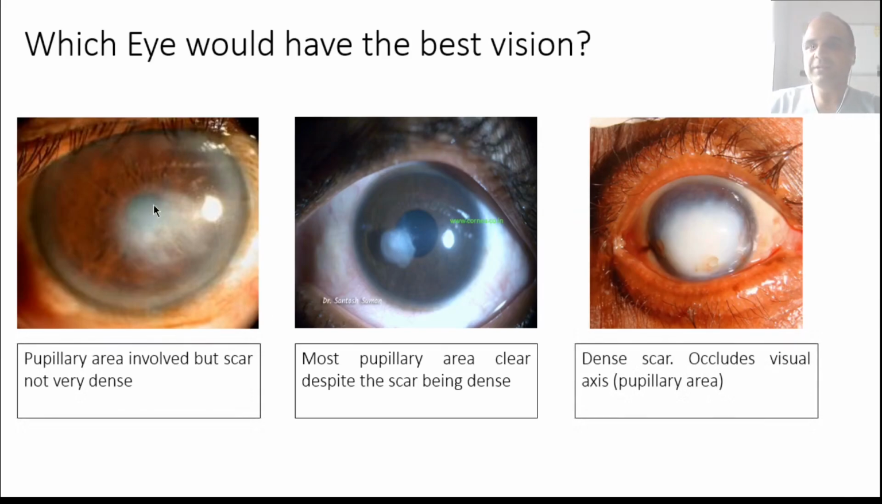This patient has a little bit of a cataract, but if the cataract wasn't around, he would still have a relatively worse vision than this patient, the one in the middle, simply because most of his visual axis is clear. So cataract right now is not taken into consideration because even if this patient, the one on the left, did not have a cataract, his vision will not be as good as this patient whose picture is shown in the middle, simply because the scar, even though it's less dense, is still on the visual axis.